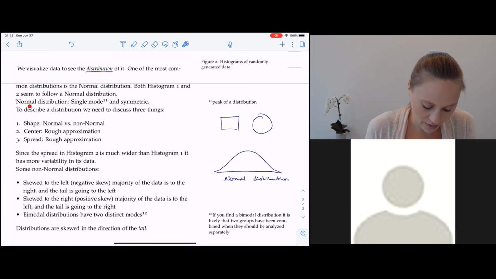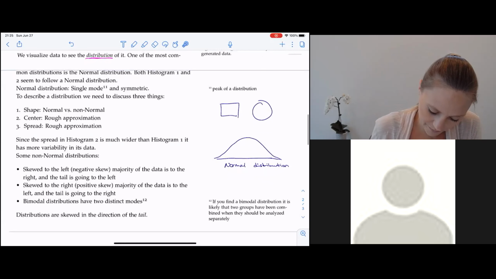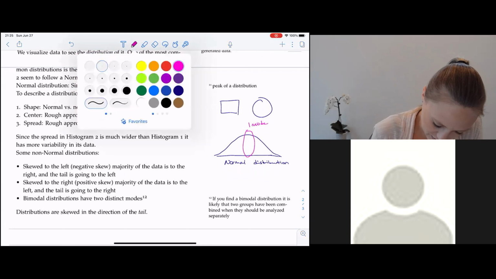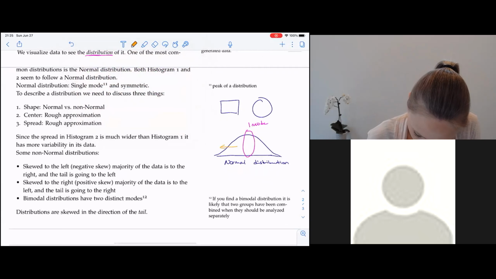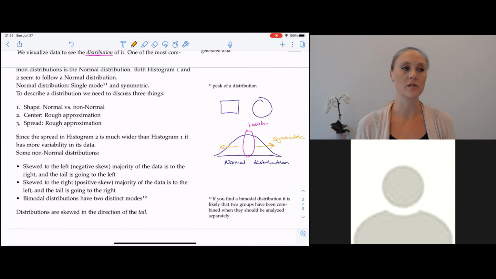Okay. So normal distribution in general, right, has a single mode, and a mode is a peak of a distribution, right? So a single mode, so one peak, and it's symmetric. Okay. So here, right, we've got one mode and it's symmetric. And that's what makes up a normal distribution.